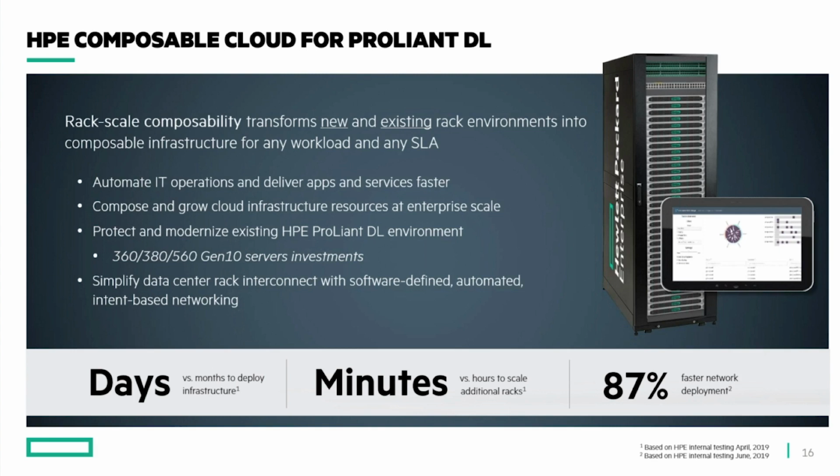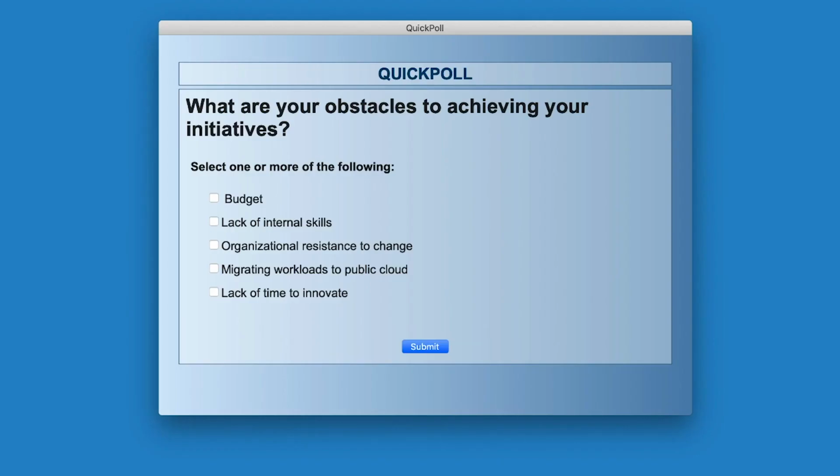Great presentation, Andy. Before John does his demo, I have a quick poll question for the audience. That question is, what are your obstacles to achieving the initiatives that you said you were interested in in the previous question? So this is a multi-select question. You should see it on your screen now. And the options are budget, lack of internal skills, organizational resistance to change, migrating workloads to the public cloud, or just lack of time to innovate. And I'll share the results of this with you.